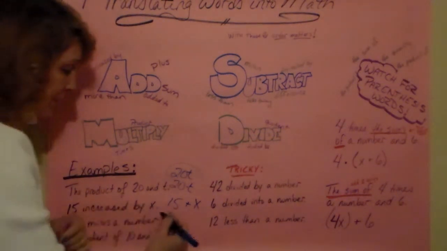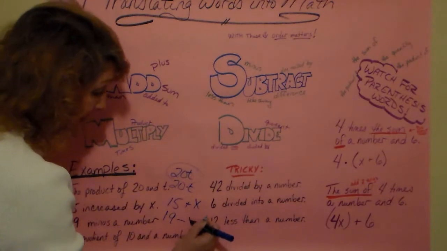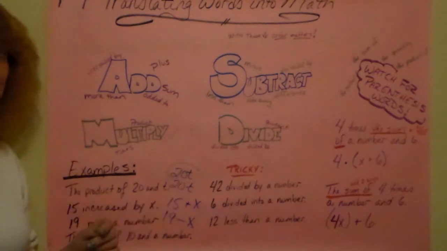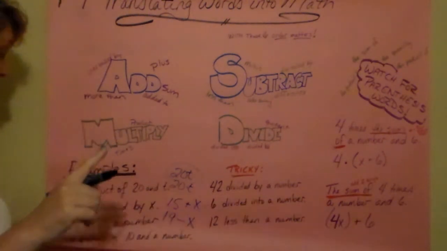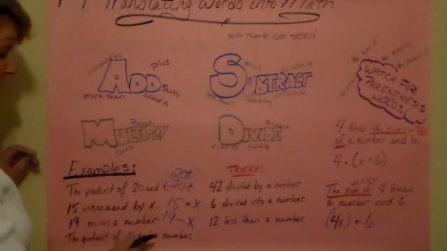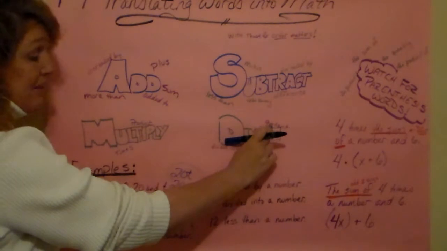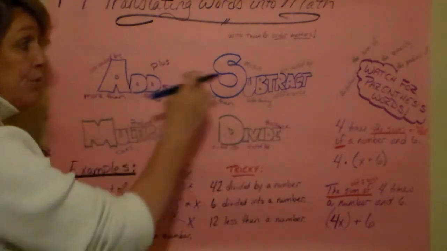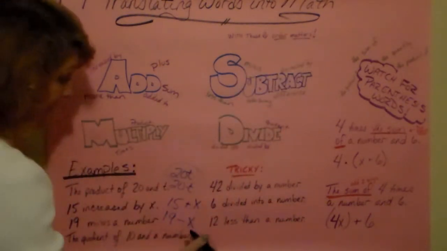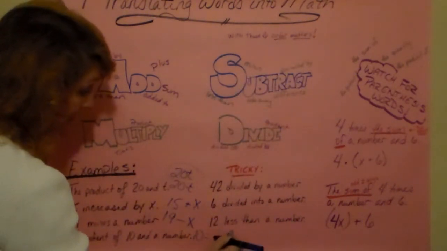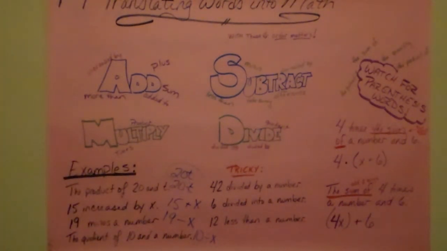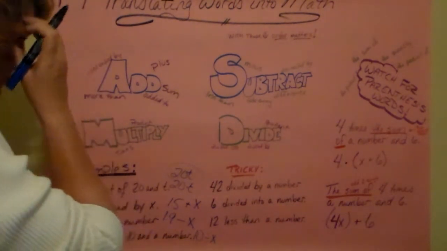19 minus a number is 19 minus a number. Any number, N, R, doesn't matter what letter you put as long as you put a letter and you don't just randomly guess a number, because that's not what this says. And then the quotient of 10 and a number. Quotient is a division problem. Now, with subtraction and division, order matters. So this is going to be 10 divided by x or n or whatever it is that your variable is.